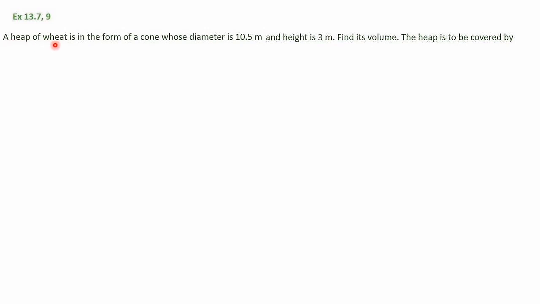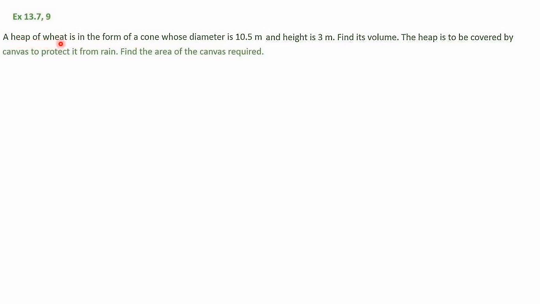Move on to the last question of this exercise. A heap of wheat is in the form of a cone whose diameter is 10.5 meter and height is 3 meter. Find its volume. The heap is to be covered by canvas to protect it from the rain. Find the area of the canvas required. It is a practical question. A heap of wheat, in the sense just wheat after harvesting, how the wheat is dumped on the ground. It forms a cone.